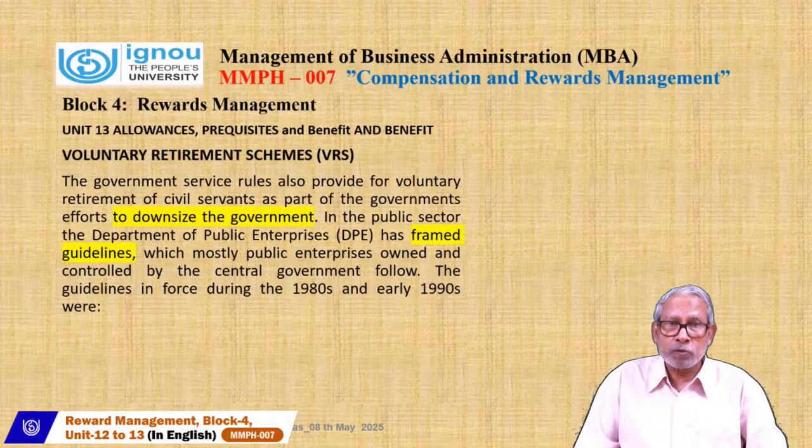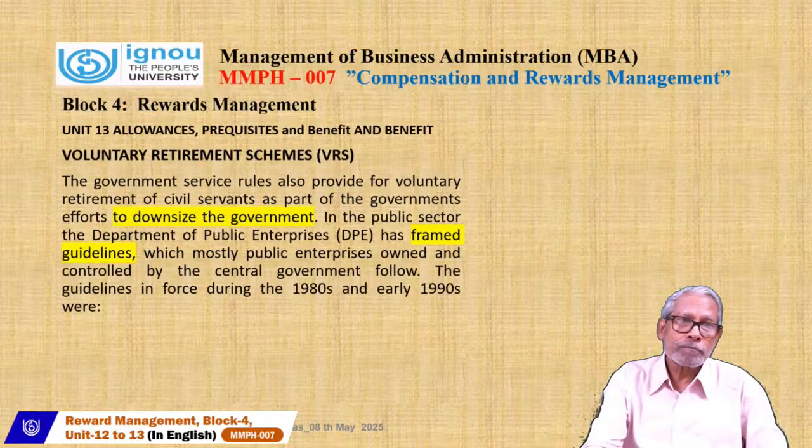The government service rules also provide for voluntary retirement of civil servants as part of the government's efforts to downsize the government. In the public sector, the Department of Public Enterprises (DPE) has framed guidelines, mostly for public enterprises owned and controlled by the central government. The guidelines were in force during the 1980s and early 1990s.